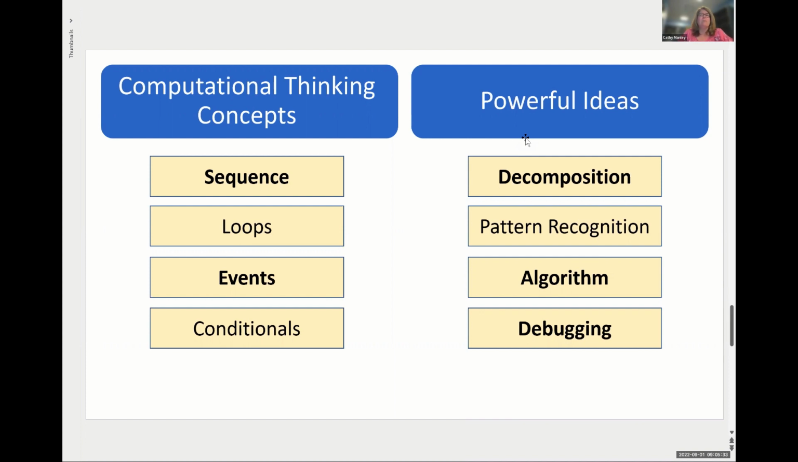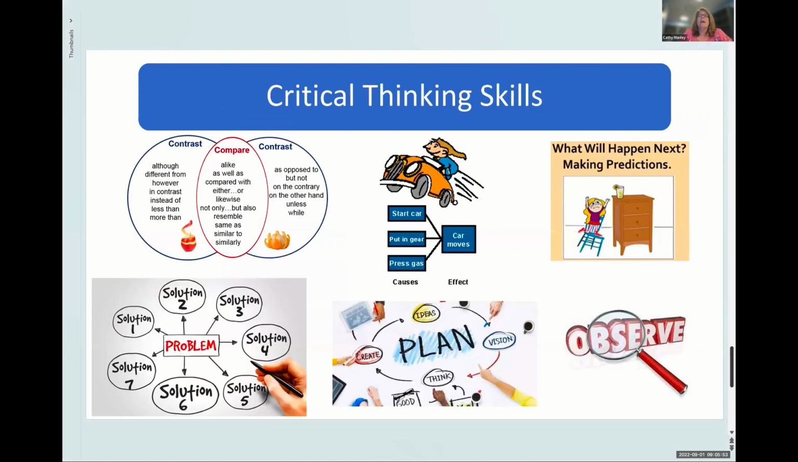Students used decomposition whenever they considered the problem or goal for their problem, planned the steps, decomposed those steps, and developed their algorithm. And when clicking run or clicking on a sprite and it didn't accomplish their intended goal, students needed to debug the problem. We also applied critical thinking skills by having students compare and contrast the written steps in computer code, observe cause and effect of click and run, make predictions, solve problems, make a plan, and observe the code.